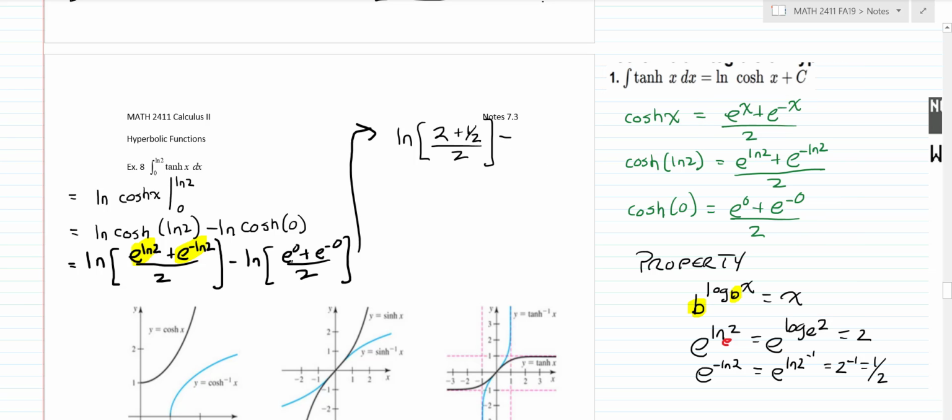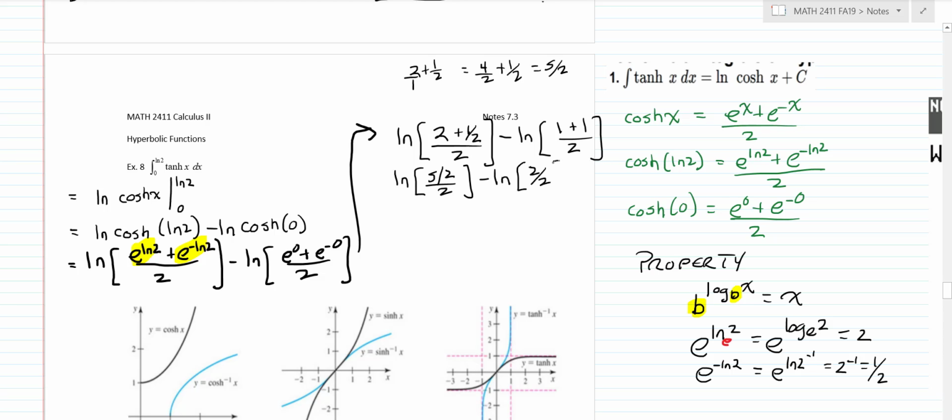Then we go here, so e to the 0 is 1, so you would just have the natural logarithm of 1 plus 1 over 2. Now we just have to work this out. For this part, if you do 2 plus 1/2, you could get a common denominator: that would be 4/2 plus 1/2, so that's 5/2. So you're doing 5/2 divided by 2. I'm going to write this as ln of 5/2 over 2, and over here this is going to be ln of 2 over 2.